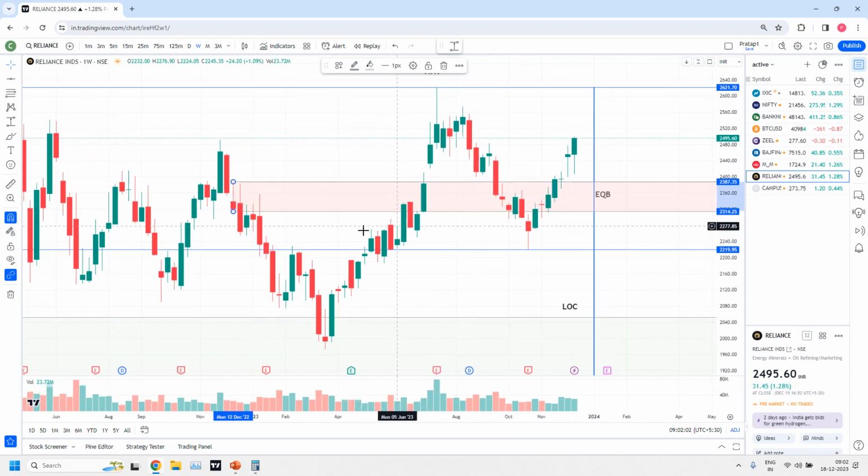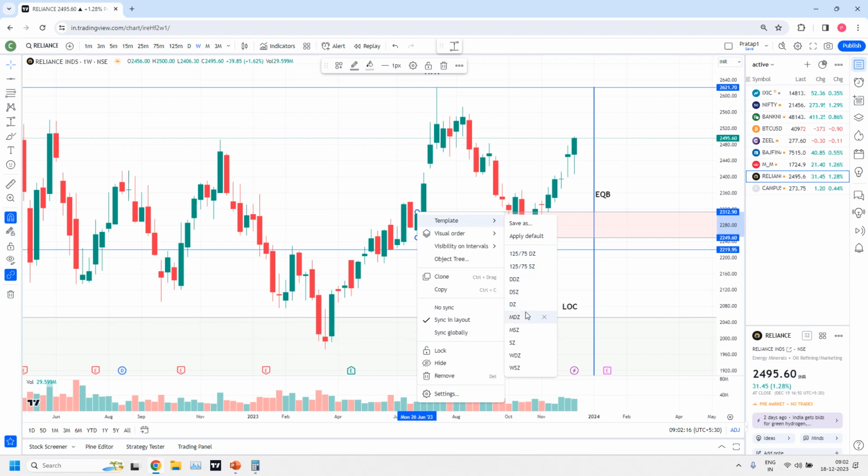Now where is the nearest demand zone? Drop, base, rally. So this is a weekly demand zone.